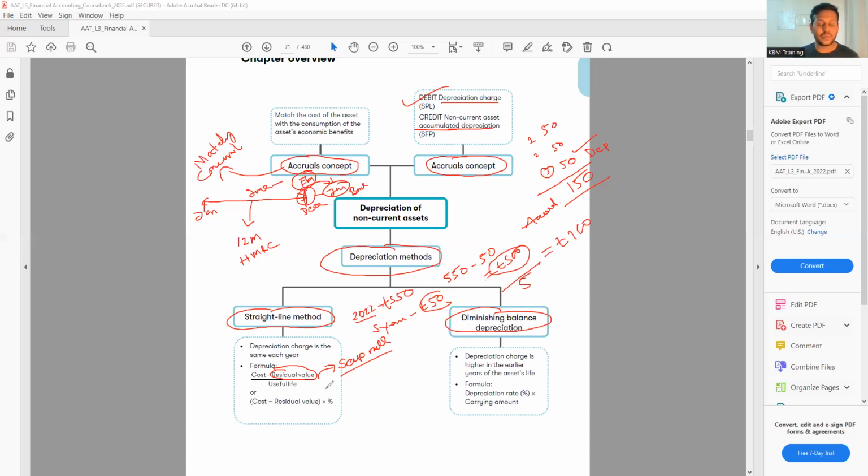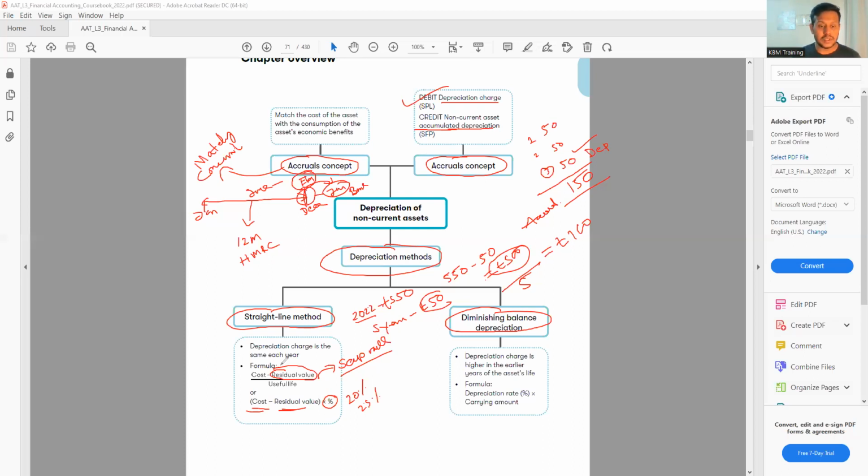Number two is another way you can calculate the straight line depreciation, that is cost minus residual value times the percentage. That means the question will give us how much the depreciation percentage will be each year. It could be 20%, it could be 25%. So all we have to do is cost minus the residual value or scrap value times the depreciation percentage. That's it.